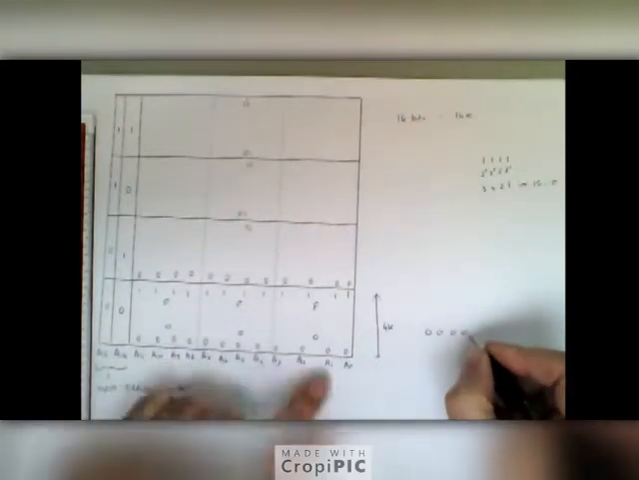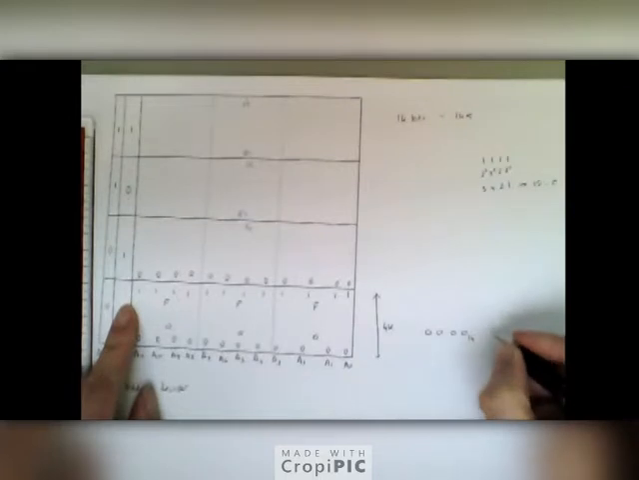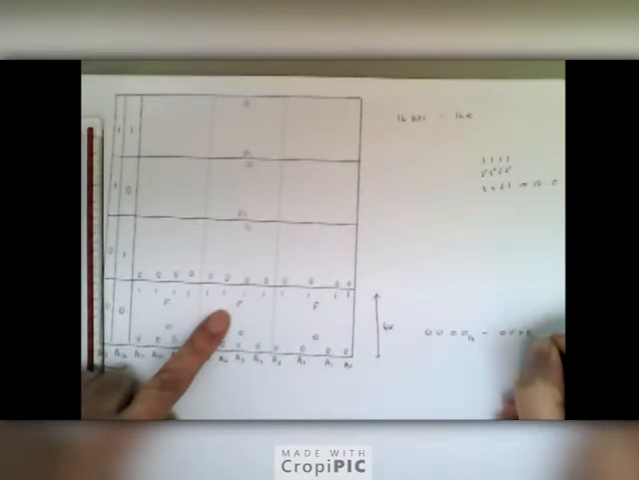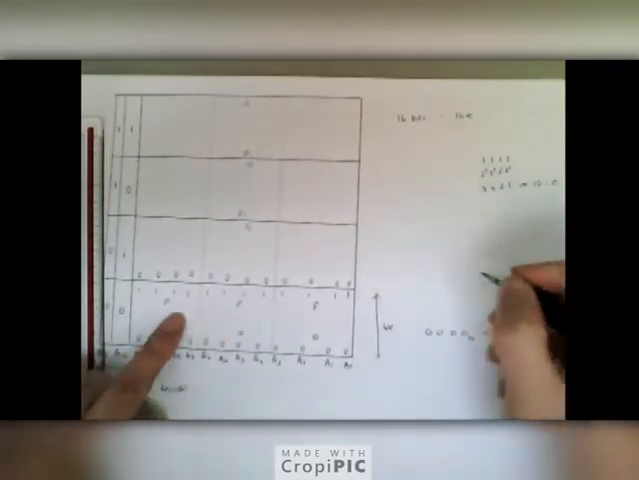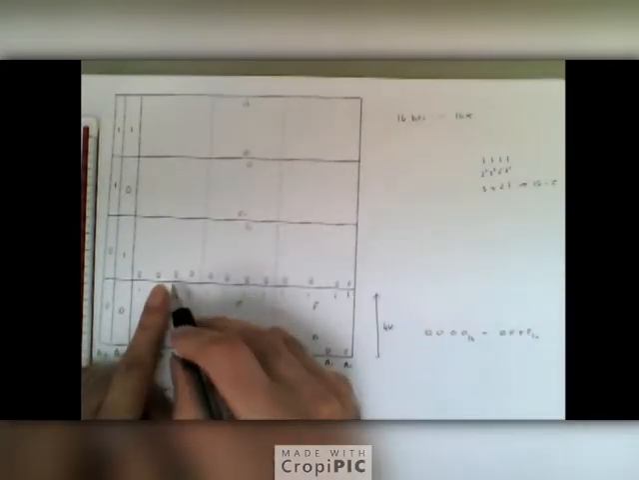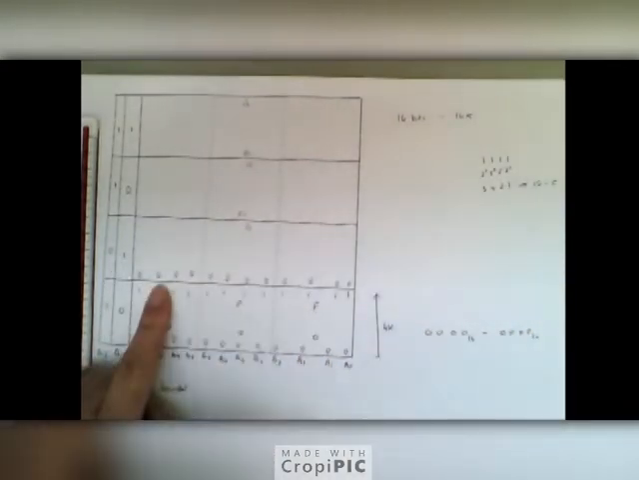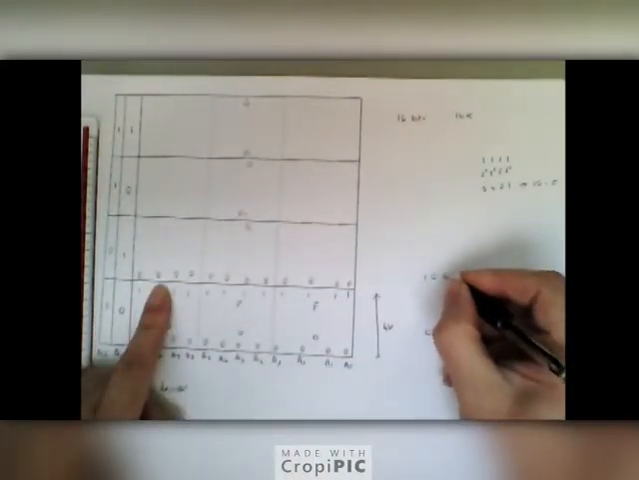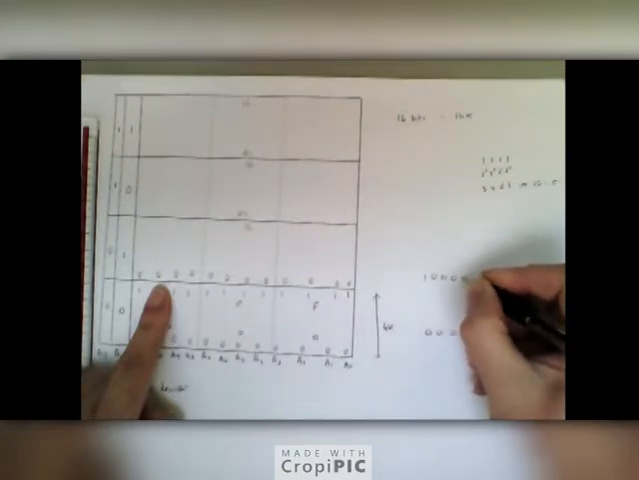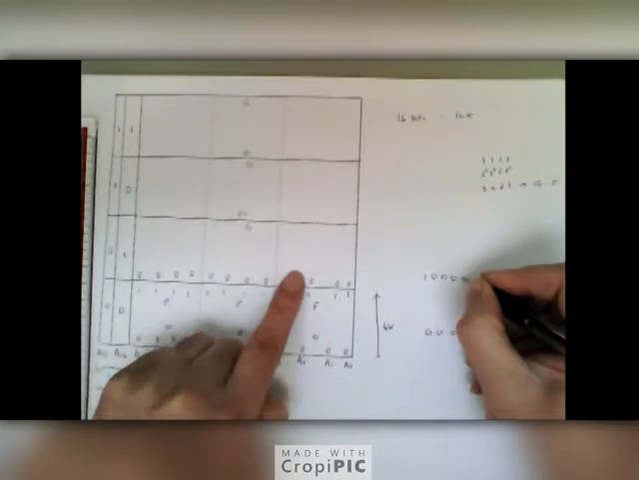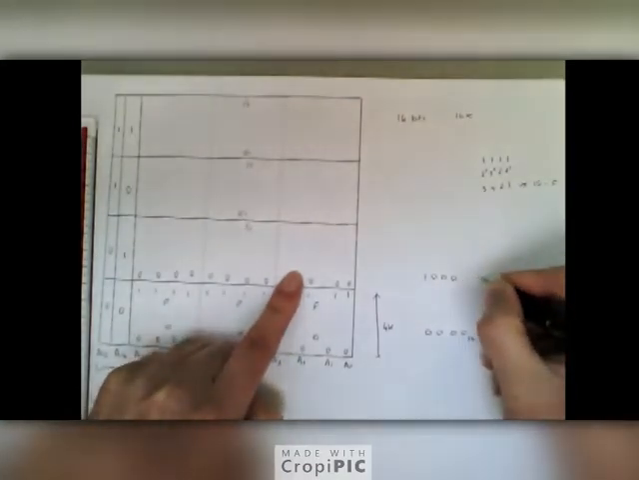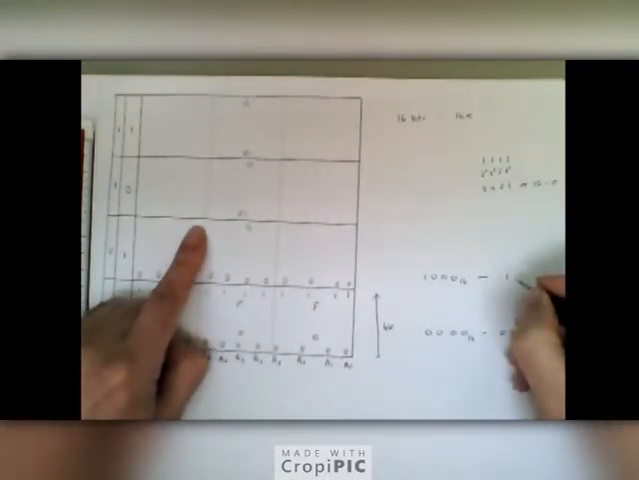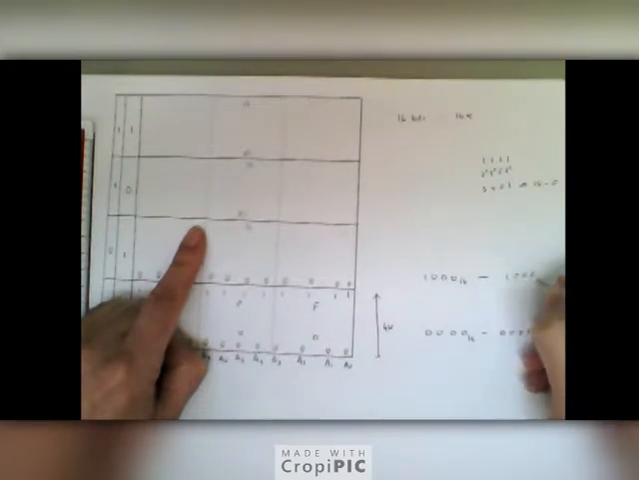0, base 16. That's the lower region. The upper region goes to 0 again, and then we have F, F, and F, base 16. The next region, again, this is 0, 0, 0, and we have the value here in binary 1, 0, 1, 0, 0, 0, base 16, up to the value again of all ones, F, F, F, base 16.